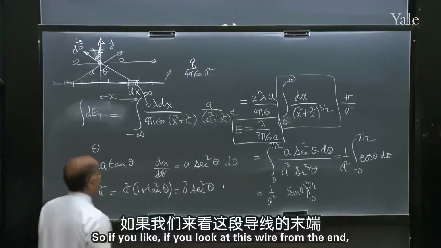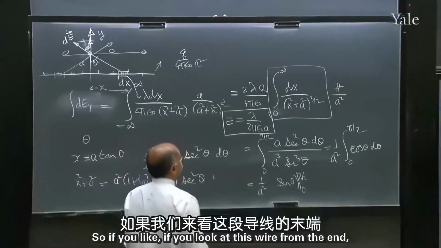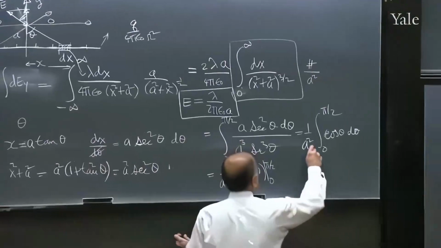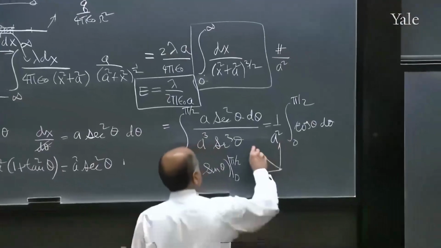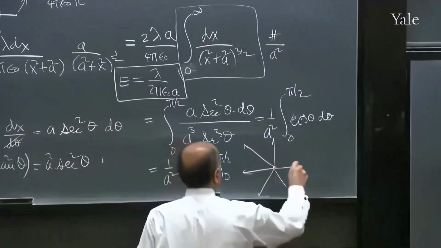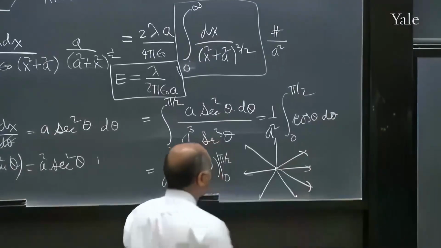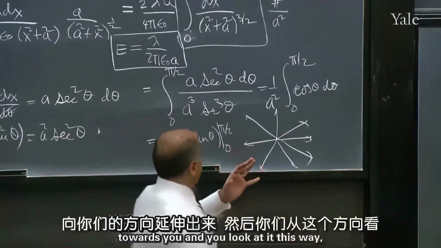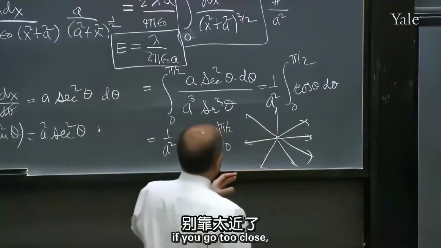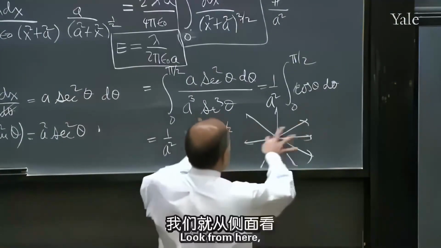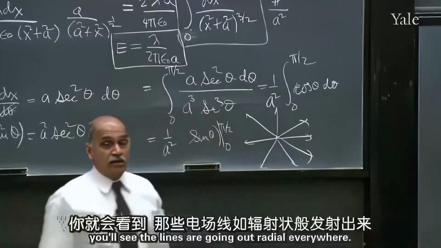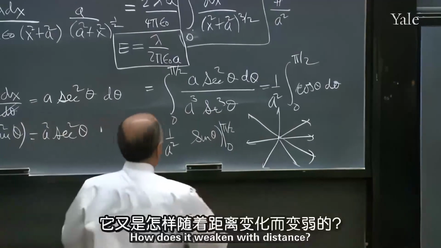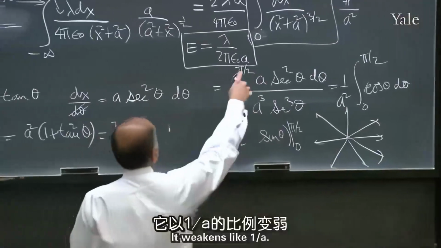So if you like, if I look at this wire from the end, the lines will look like this. If the wire, infinite wire, is coming out of the blackboard towards you, and you look this way, if you go too close, you'll poke your eyes out. If you look from here, you'll see the lines are going out radially everywhere. The question is, how does the field weaken with distance? It weakens like 1 over a.